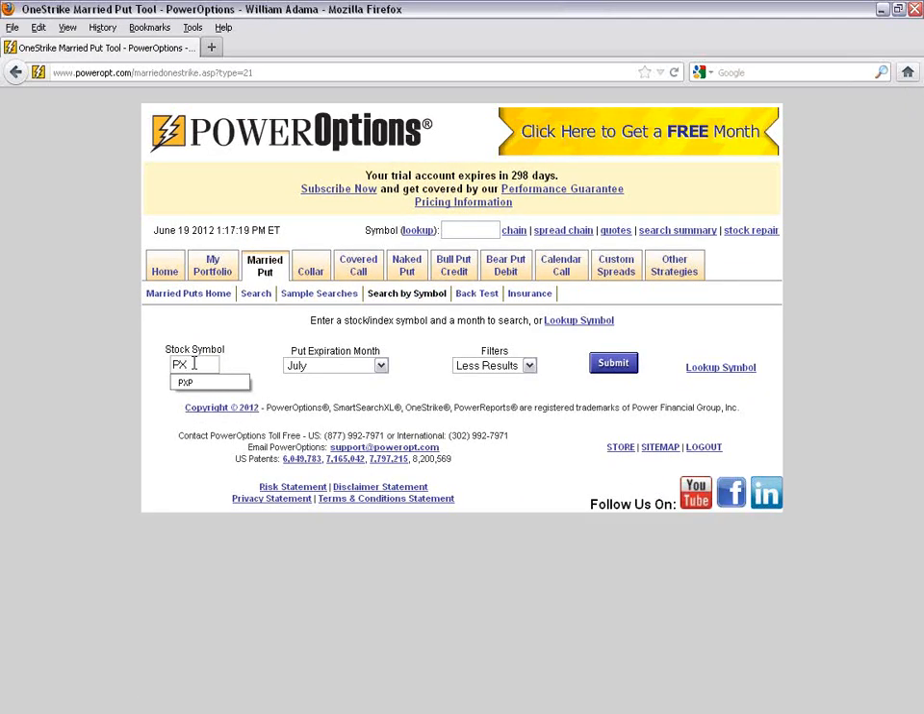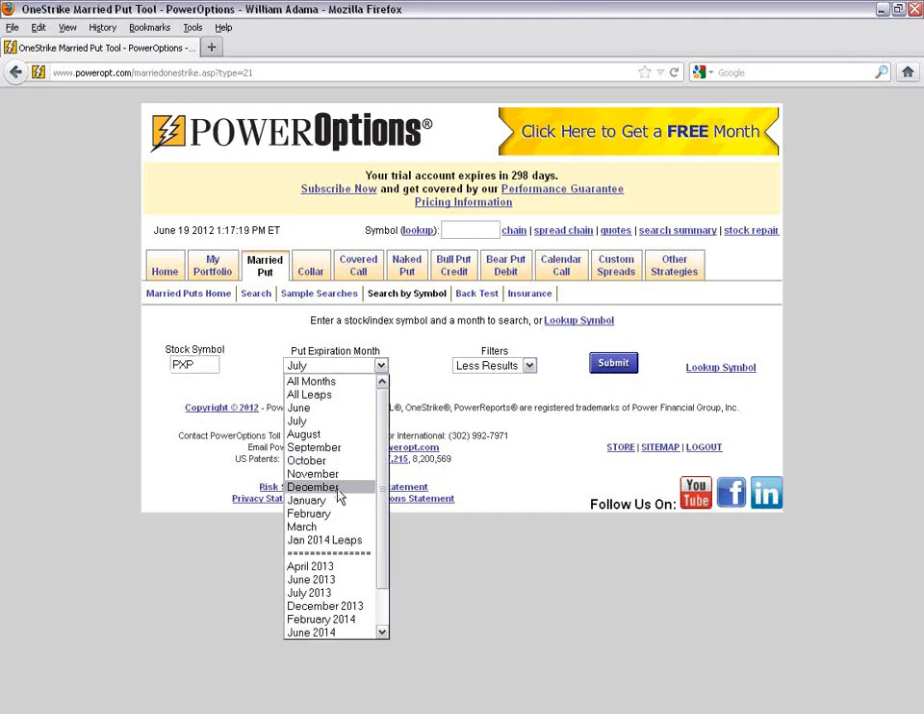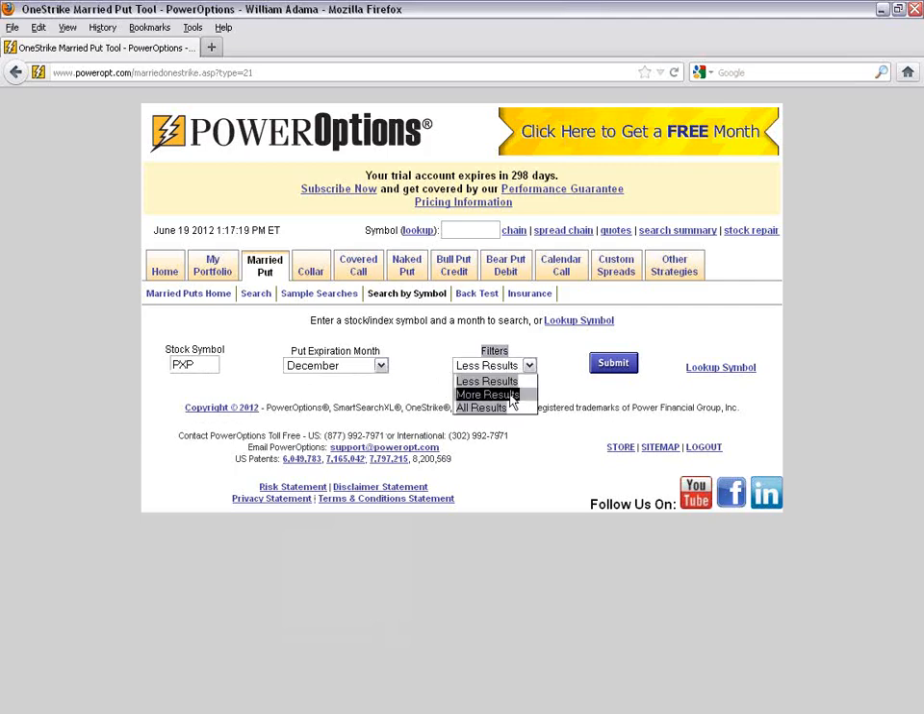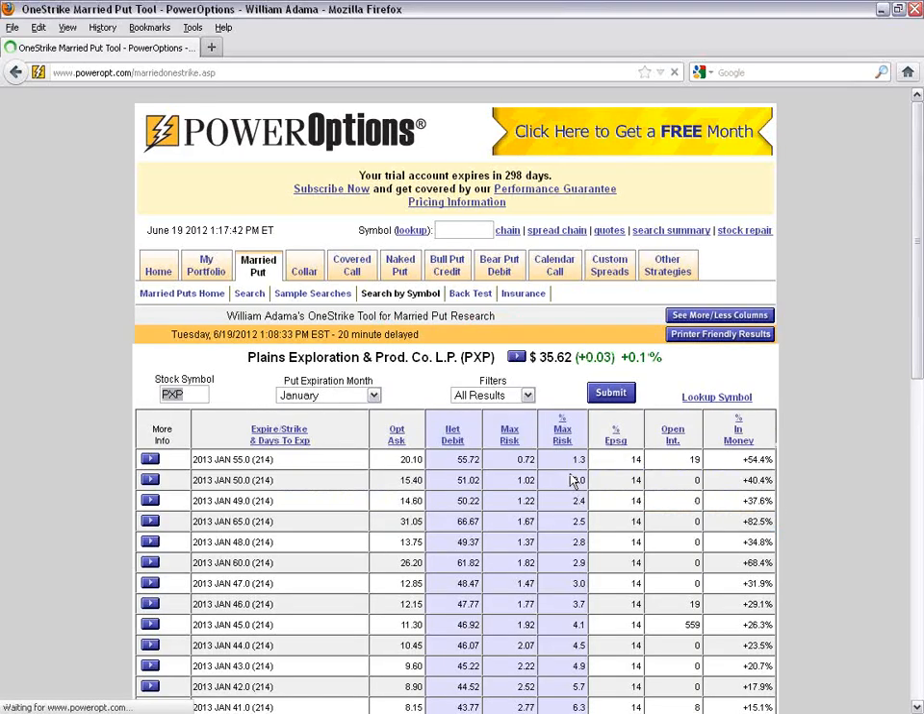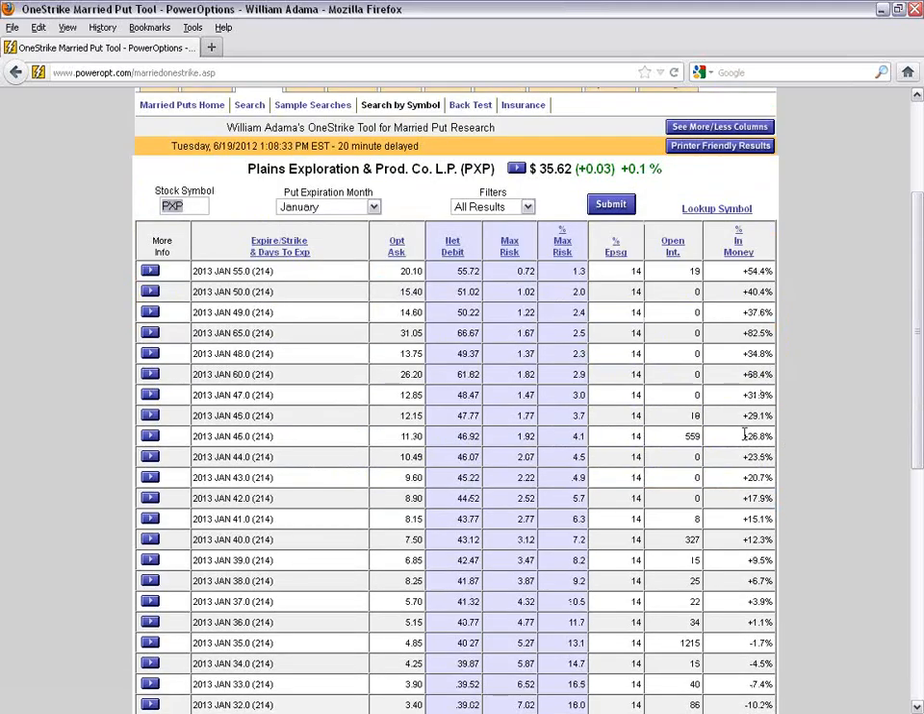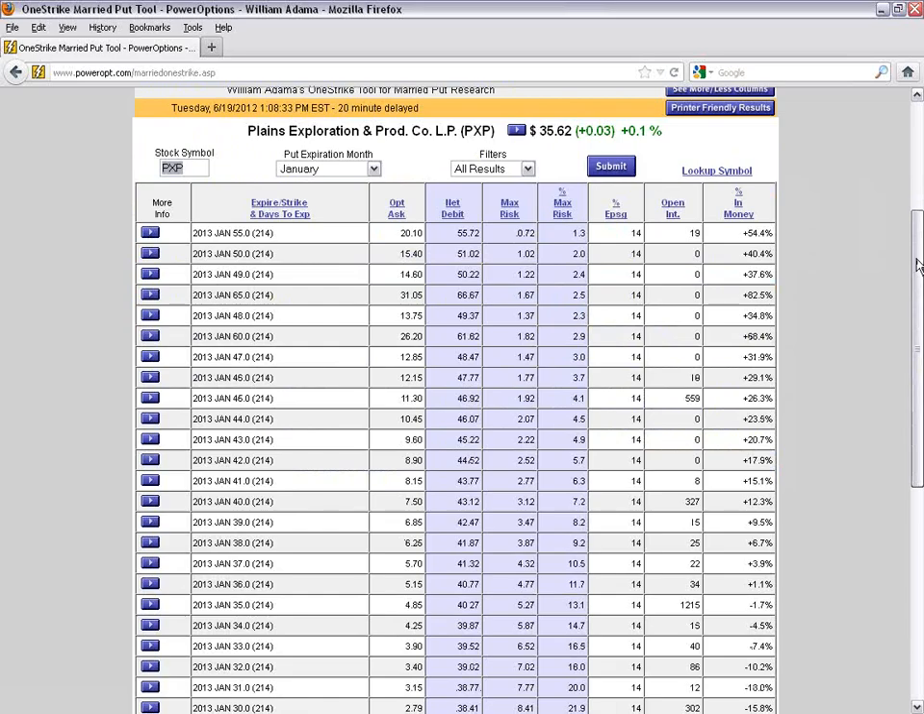Remember we talked about PXP there, and the stock was at 35.08. We were going out to December, I believe, with our put option. Let's see if we have December available here. Don't have December. Let's try January. Oh, I did do the January. That's right. I'm sorry, folks. I should have gone to January right away. All right, so here's all results. These are the combinations, every strike January put on our PXP position.